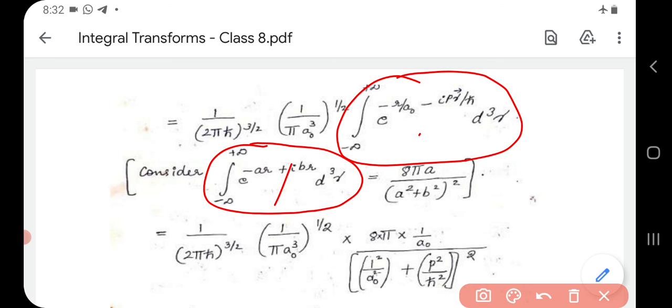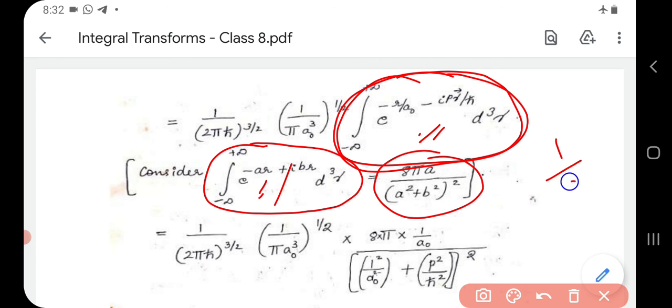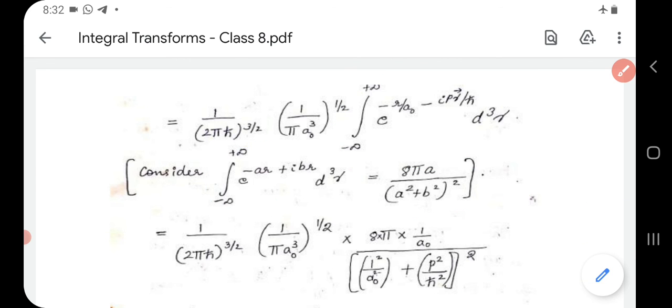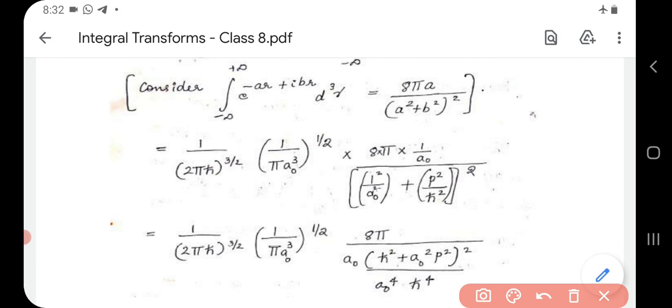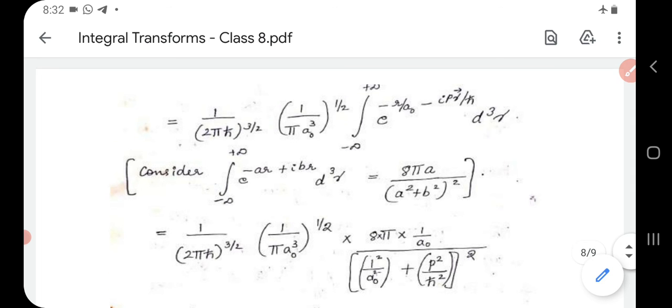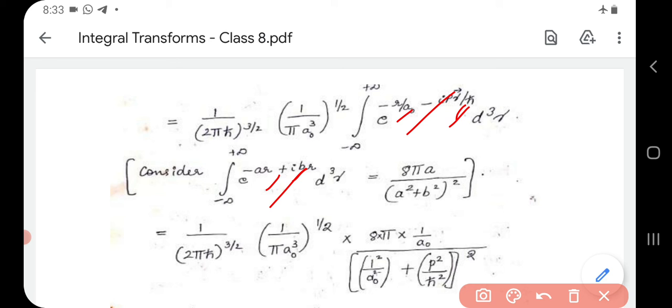Now for this form, this is the result. So how will this one reduce? Here in this case, what is your a? In this case it is 1 by a0. And what is your b in this case? Minus p by h cut. So remember that and substitute in this formula, 8 pi a by a square plus b square, the whole square. Compare these two equations: in place of a you have 1 by a0 and in place of b you have minus p by h cut. So just substitute those values here.